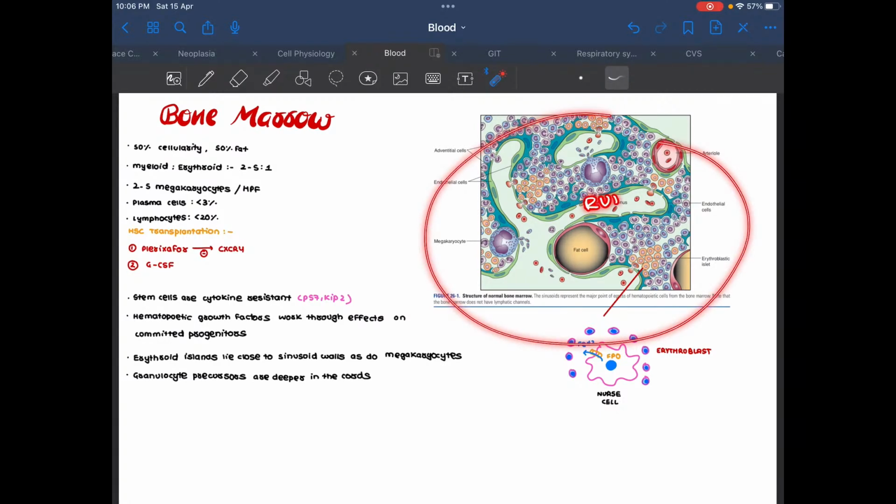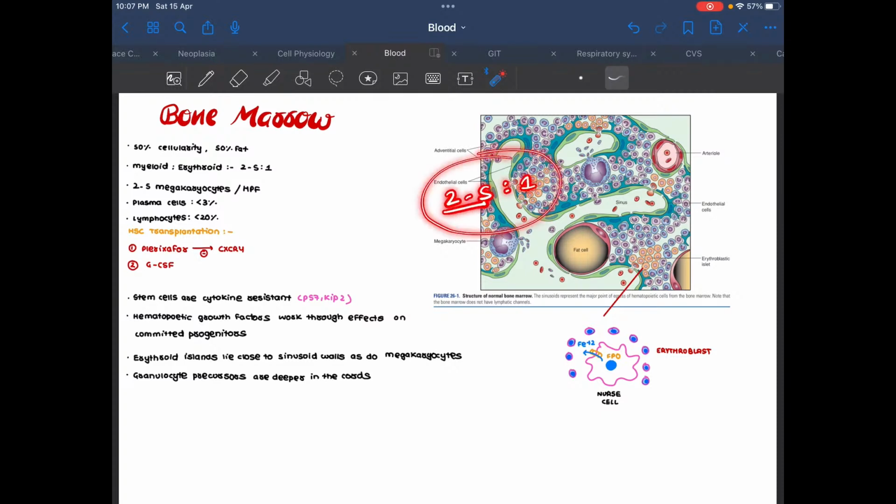We're going to move now on to bone marrow, and I have a picture from Robbins pathology. It's a very good picture of how the bone marrow architecture is laid down. So let's study some of the characteristics of the bone marrow. 50% cellularity of bone marrow: 50% is cells, 50% is fat. The myeloid to erythroid ratio in bone marrow: myeloid progenitors are always more than the erythroid progenitors. So the ratio is 2 to 5 to 1. They're 2 to 5 times more than the erythroid.